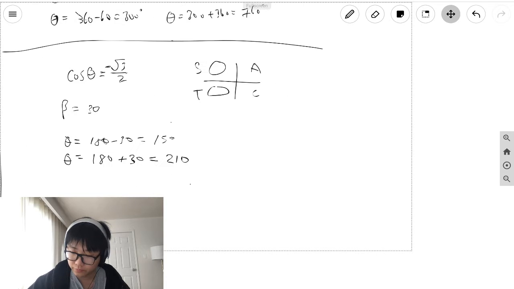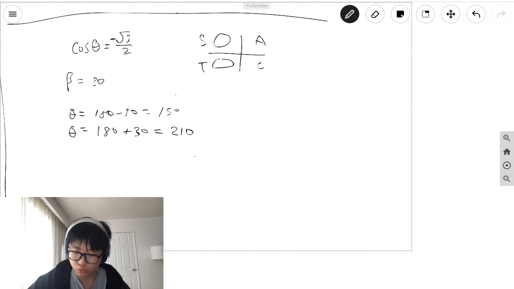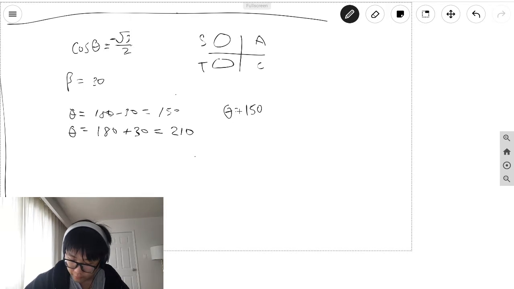So this time I did not specify a domain on purpose because I wanted to show you yet another flavor. If your teacher asks you to find all solutions, this is how you're going to express it. Because technically you're going to add 360 to 150 forever, basically. So there's actually infinitely many solutions. To represent that, we're going to go theta is 150 plus k times 360, or I guess 360k might be better.